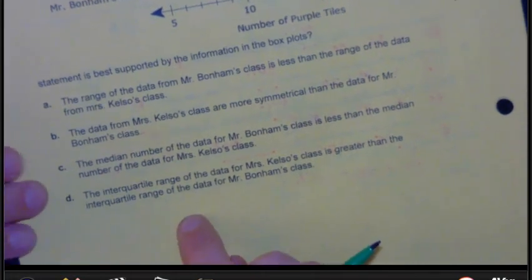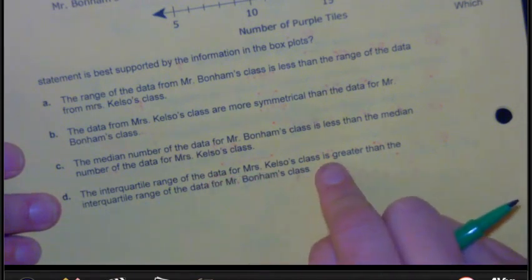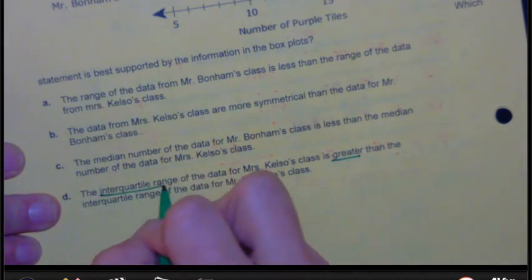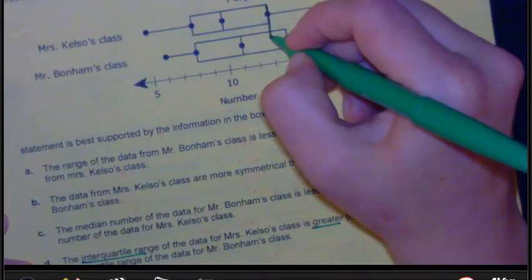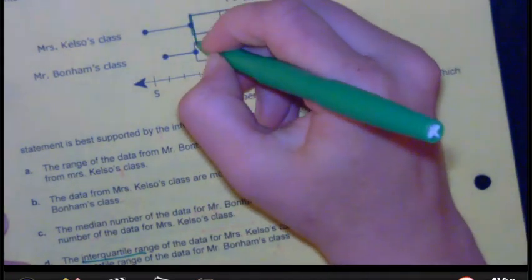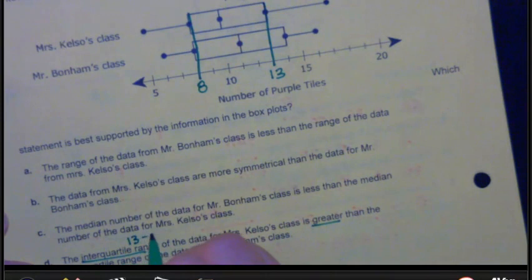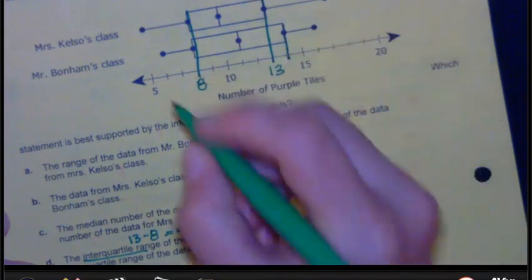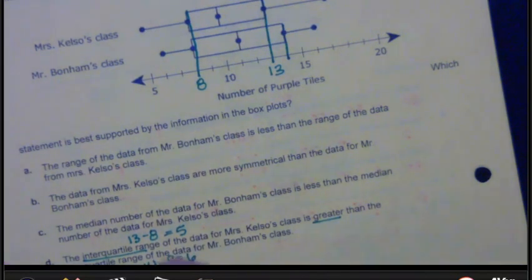All right. Let's start at the bottom. I like starting here. The IQR for the data for Mr. Kelso's class is greater than Mr. Bonham's. So let's look at Mr. Kelso. I start right here. This is going to be 10, 11, 12, 13. To here is 10, 9, 8. So 13 minus 8. So it's what, 5? Is 5 greater than Mr. Bonham's IQR, which is 14 minus 8, which is 6? Is 5 bigger than 6?